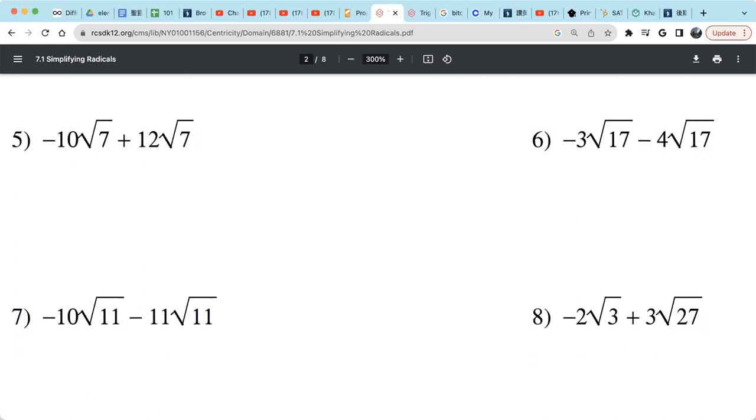Let's see this 4. Maybe now you can do faster than me. Same like radicals. If they are not like radicals, we cannot do anything. We cannot combine them. They are like radicals. So negative 10 plus 12, this is 2, radical 7. Okay, if you can do faster than me, go ahead. So 6, negative 3, negative 4, negative 7. And the like radical is the square root of 17.